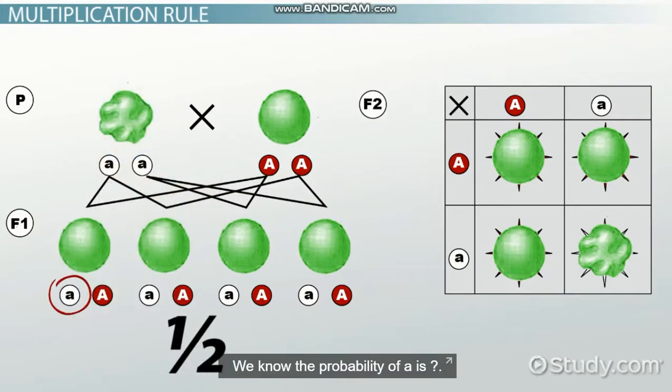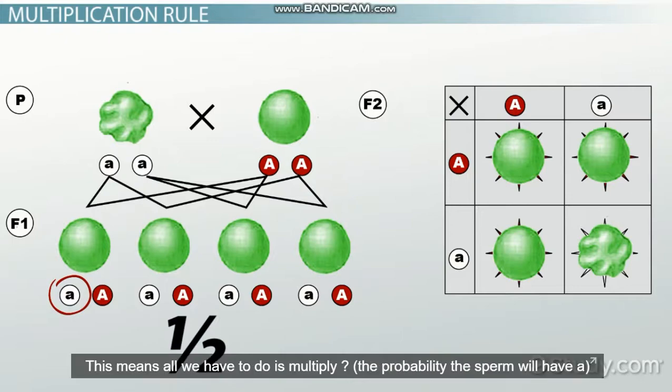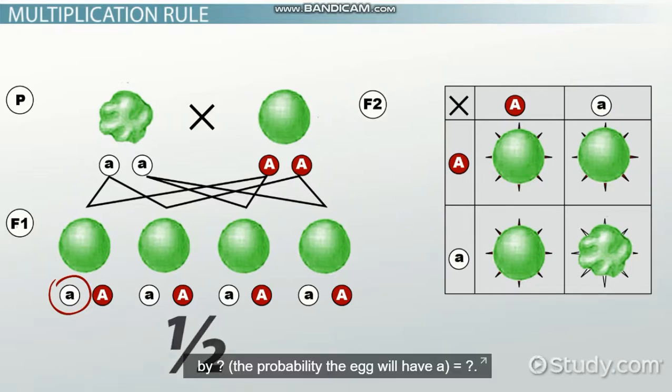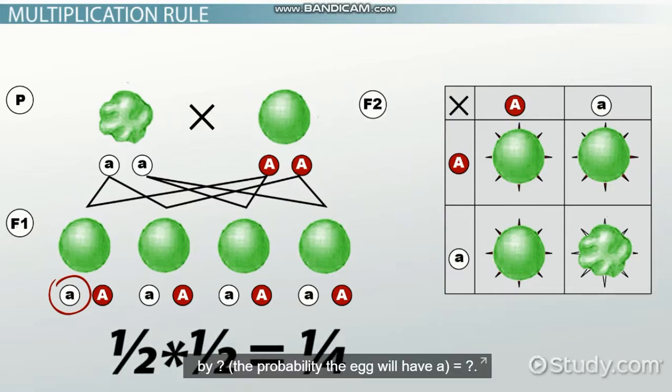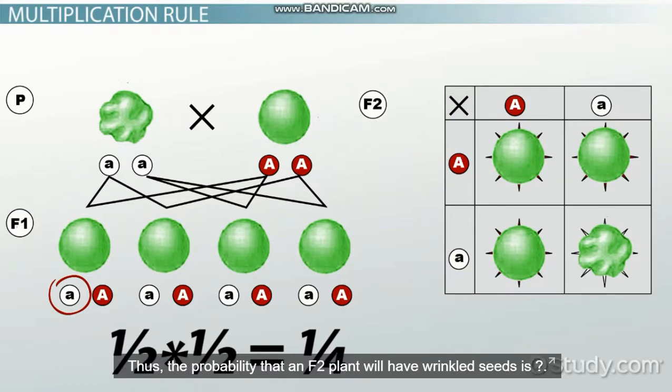We know the probability of little a is 1/2. This means all we have to do is multiply 1/2, the probability the sperm will have little a, by 1/2, the probability the egg will have a little a as well. That equals 1/4. Thus, the probability that an F2 plant will have wrinkled seeds is 1/4.